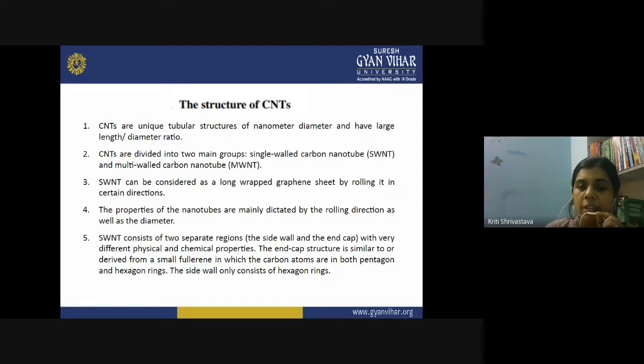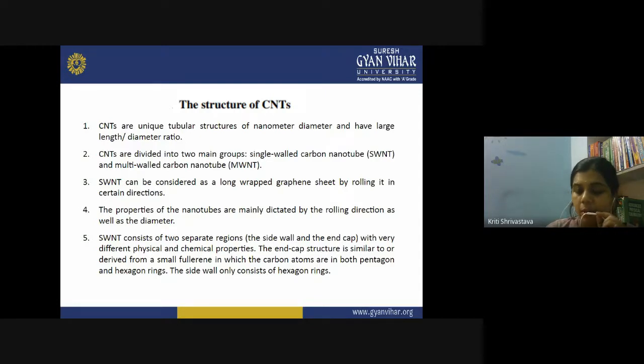So they form a tube-like structure, like the water pipes you have seen. The structure of a carbon nanotube is very similar to water pipes. Now we can divide them into two main categories. Carbon nanotubes can be of two types. First is the single-walled carbon nanotube.